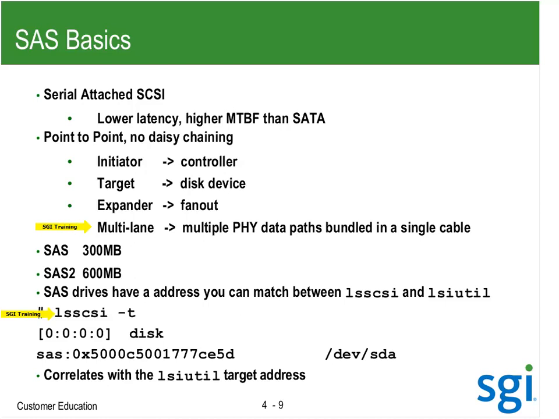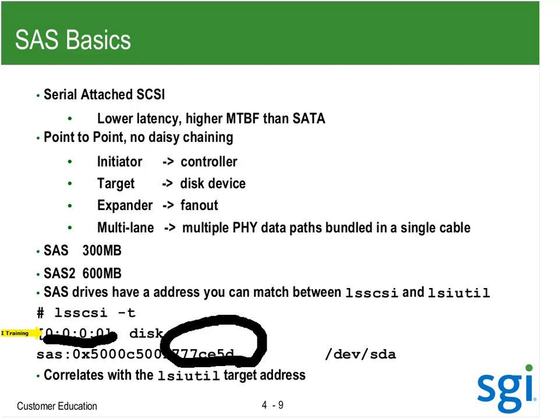And again, with lsscsi -t, this first thing here is called the bus ID. And then with the T, we're actually able to get the target that we can then correlate with the LSI util.